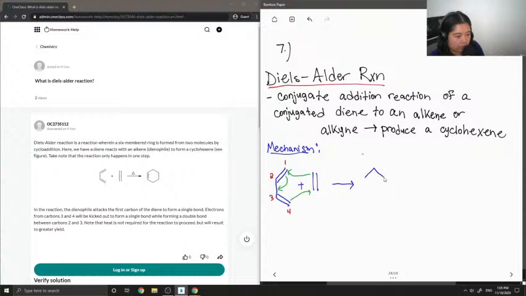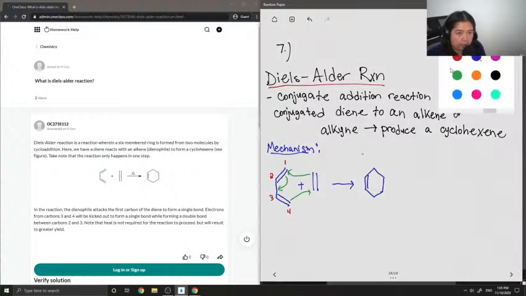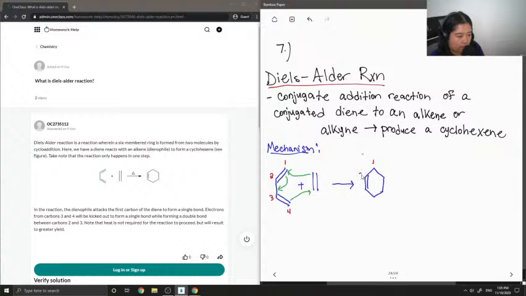And we're left with a cyclohexene product, and it contains a newly formed double bond right there. And if I were to show the carbons again, this is carbon 1, 2, 3, and 4. Yep, that's pretty much to it.